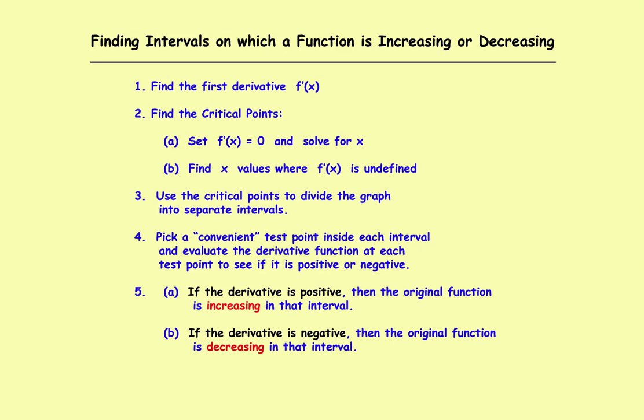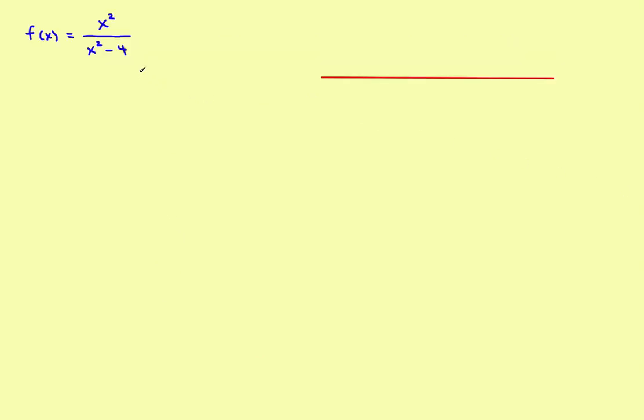But in this one, there's one extra step we'll put in first. Now the idea on this is this. If you have an asymptote in a function, then the function's undefined at that point. Now, the function is undefined wherever the denominator is equal to 0. So to find the asymptotes, go ahead and take the denominator, set it equal to 0, and solve for x.